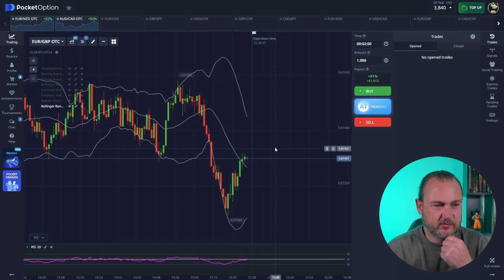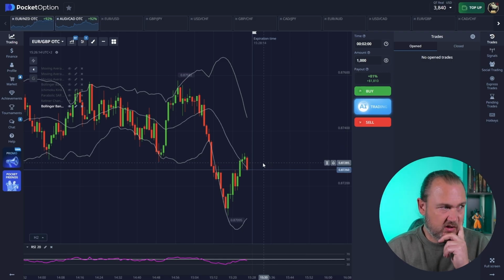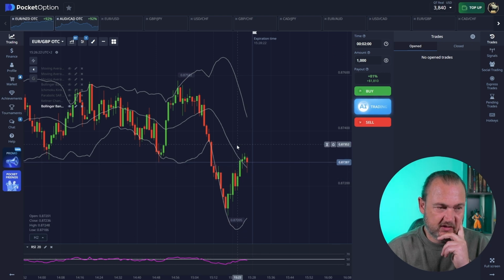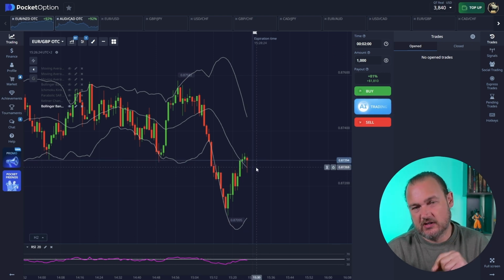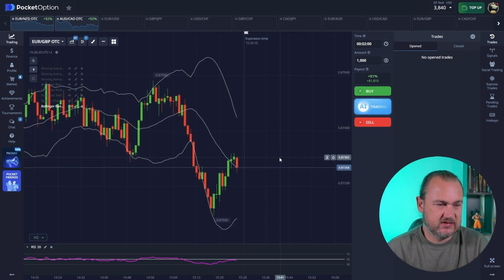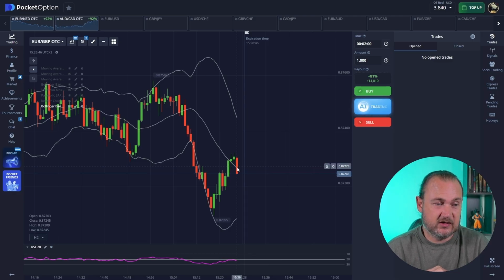RSI is being very stubborn, doesn't want to go. We have 40 seconds left on this candle. RSI is turning down beautifully. If I get a close below my middle line, I'll consider taking a sell trade. Let's just wait and see. 30 seconds left on this. Like I said, I have to get a close below the middle line.